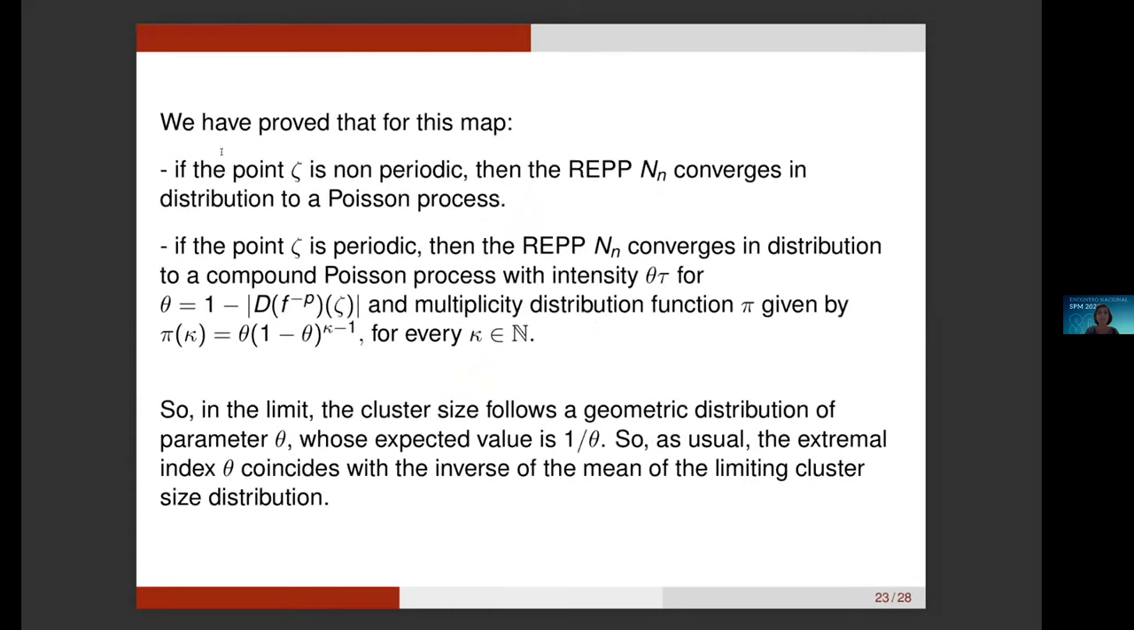So we have proved that for this map, if the point is non-periodic, then we have again a convergence to a simple Poisson process. If the point is periodic, then the REPP converges in distribution to a compound Poisson process with intensity theta tau, where theta is given by 1 minus the backward contraction rate of f^p at zeta, and multiplicity distribution, so distribution of the size of the cluster, given by the geometric law with parameter theta, okay? So in the limit, the cluster size follows a geometric distribution with parameter theta, whose expected value we know is the inverse of theta. So as usual, the extremal index coincides with the inverse of the mean of the limiting cluster size distribution in this case, okay?